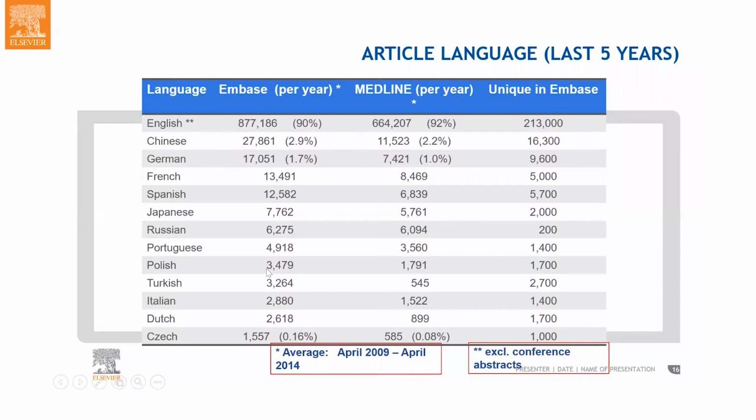Let's talk about this. On this slide you can see the coverage of Embase in different languages compared to Medline. You can see that in Chinese, German, French, Spanish, Japanese, Russian, Turkish, and other languages, Embase contains much more articles and much more information.